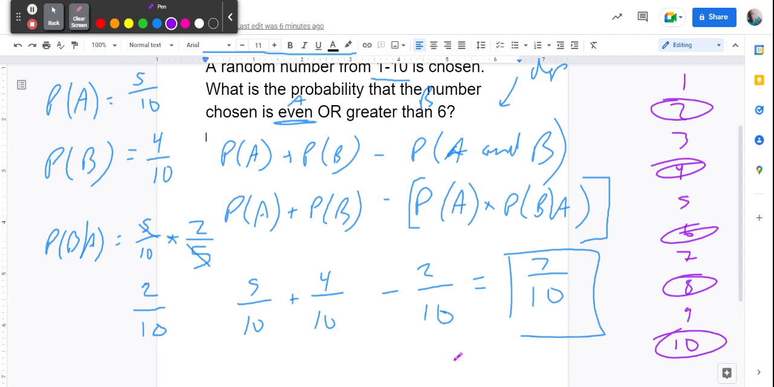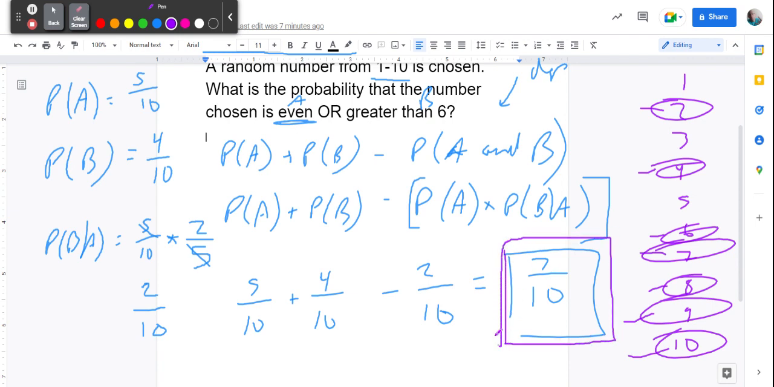Or the number is greater than 6, which means that 7 and 9 can be included too. So what happens is we look at all the numbers that are selected that fit the bill. There's 1, 2, 3, 4, 5, 6, 7, and there's 10 total. So that makes the probability 7 out of 10.